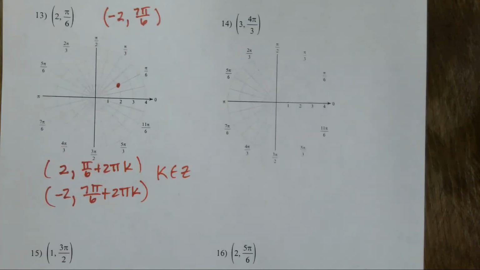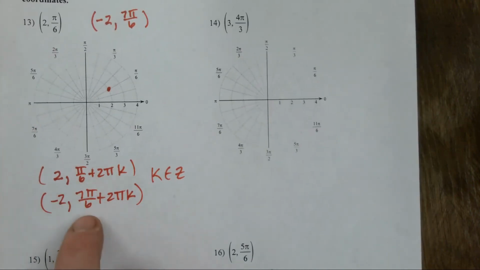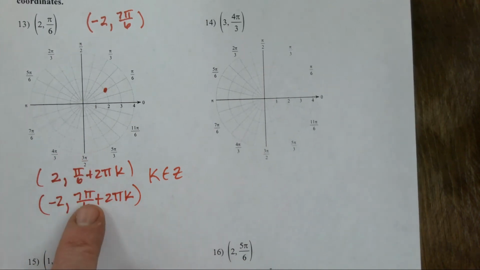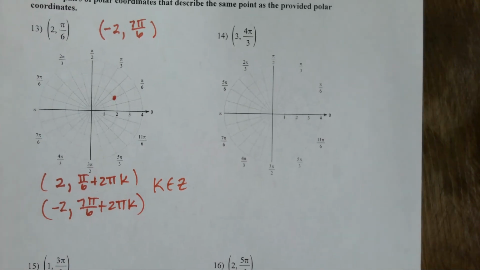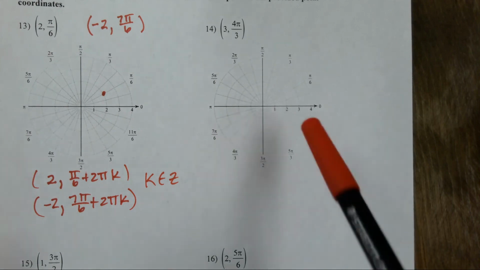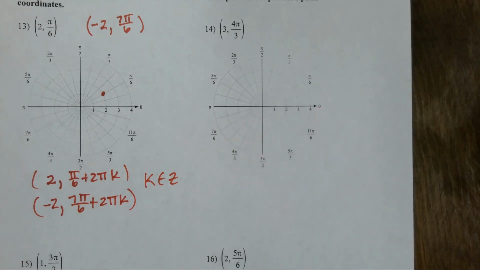They're all covered. And again, if you chose different angles here, like chose to put a negative angle with your negative radius, you would still add the 2 pi k. You would still cover everything. But like I said, I like 1 positive, 1 negative. Okay, so let's do the next one. And then I'm going to let you guys try too.